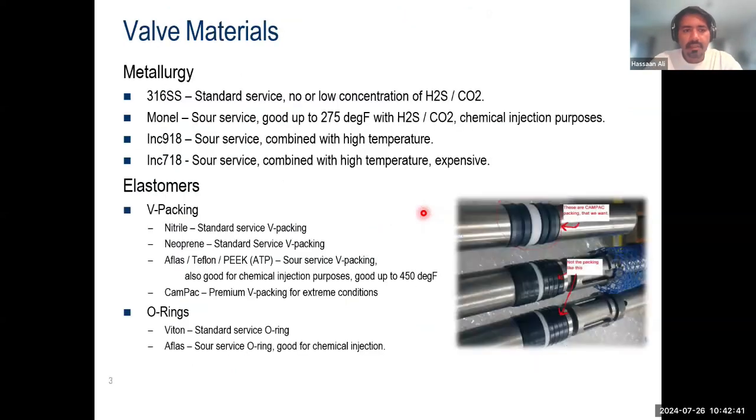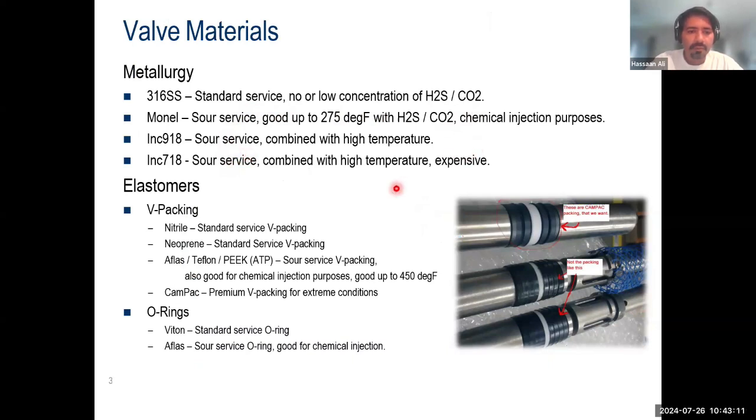Valve materials: as we start talking about deep water and subsea applications, typically we don't use stainless steel and Monel grades. We try to use Inconel 925 or Inconel 718. These are nickel alloys, non-magnetic, and they are used for sour service with high temperature and high pressure applications. These are usually very expensive and are only required when there is a need for it.